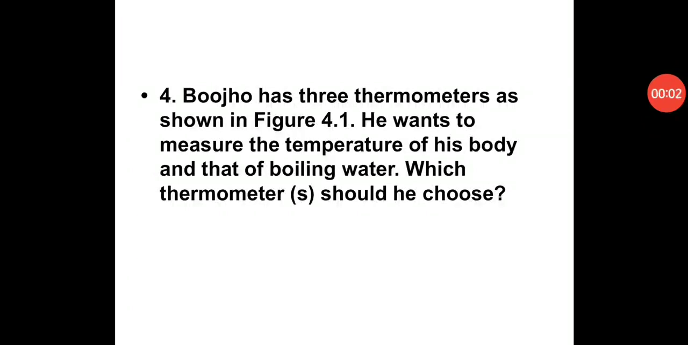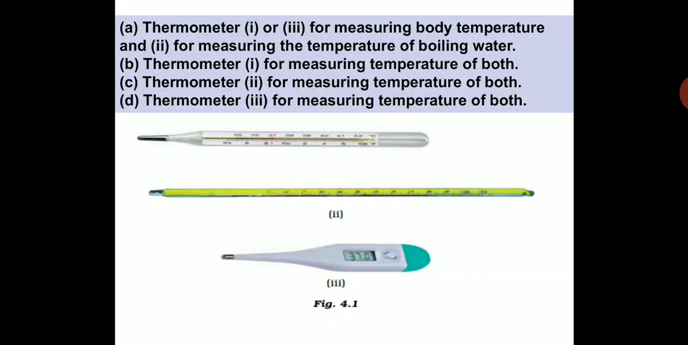Now in question 4, Bujo has 3 thermometers as shown in figure 4.1. He wants to measure the temperature of his body and that of boiling water. Which thermometers should he choose? In the next slide we will see the pictures of the thermometers: the clinical thermometer, laboratory thermometer and digital thermometer. So you have to choose these options.